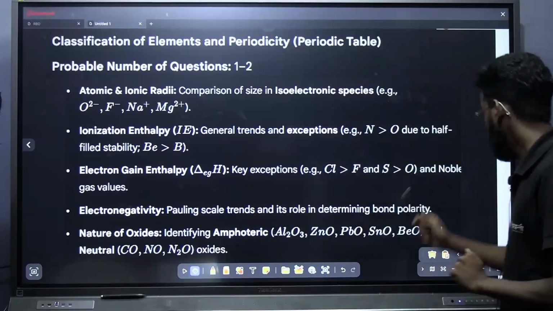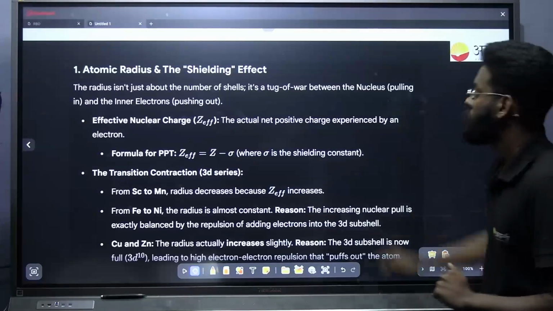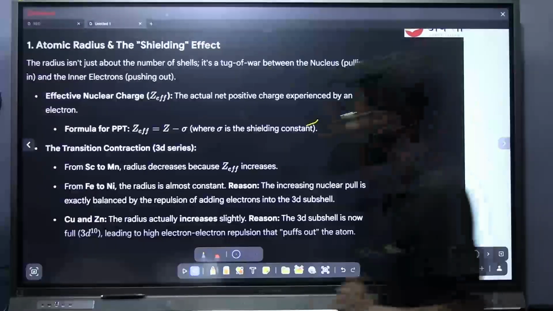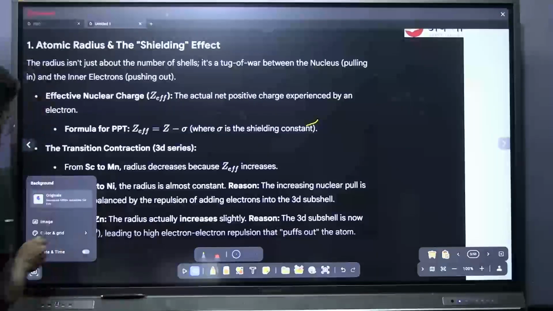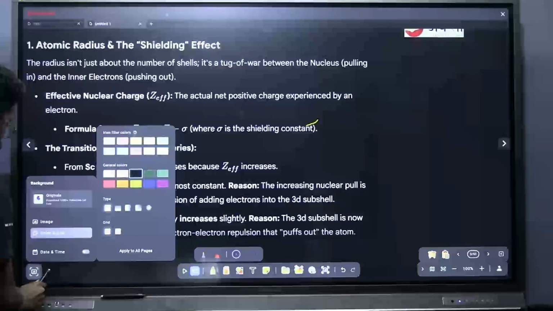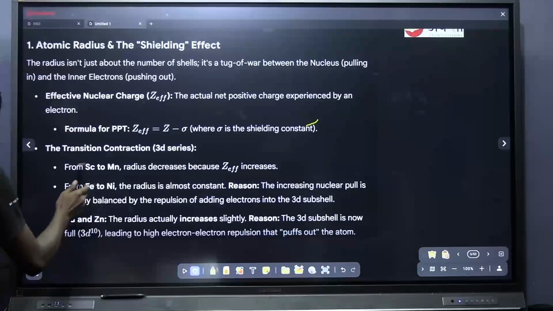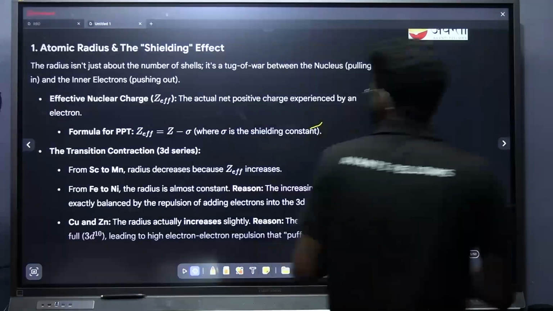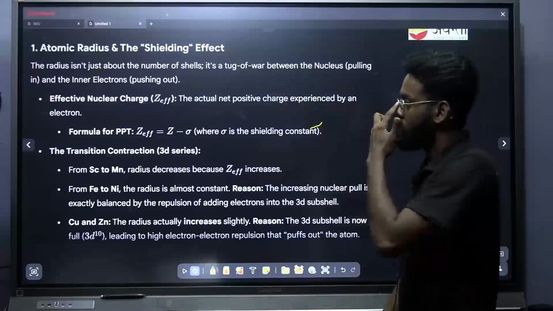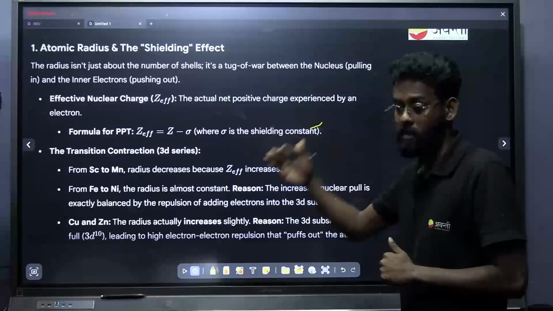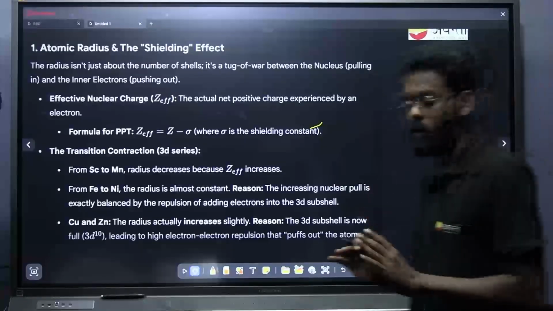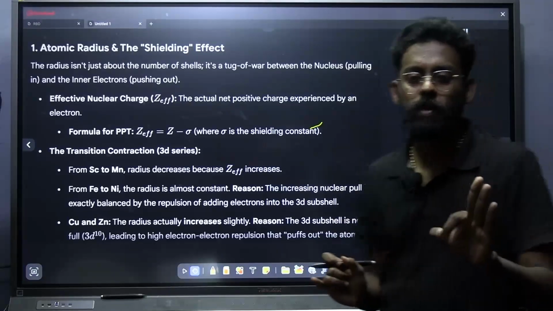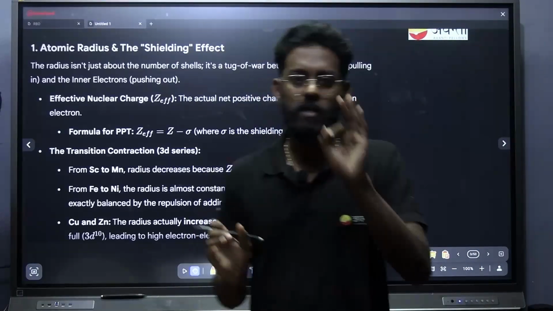Now we will see the first part of this chapter, that is atomic radius and shielding effect. It is a very important part because if you check the PYQs, you can see a lot of questions from it. Before telling about the trends of atomic radius, I want to convey a few basic things: what is total nuclear charge, what is effective nuclear charge, and what is shielding effect.